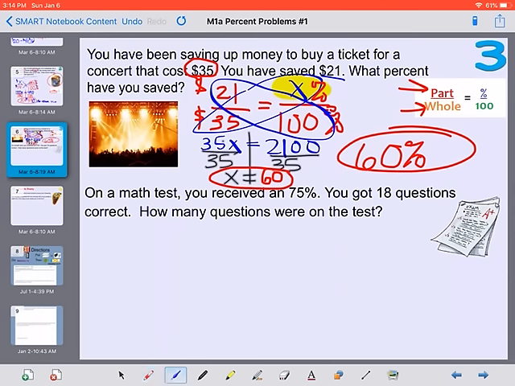All right, next one, it says on a math test, you received, it should say 75%. You got 18 questions correct. How many questions were on the test? So how many total questions were on the test?